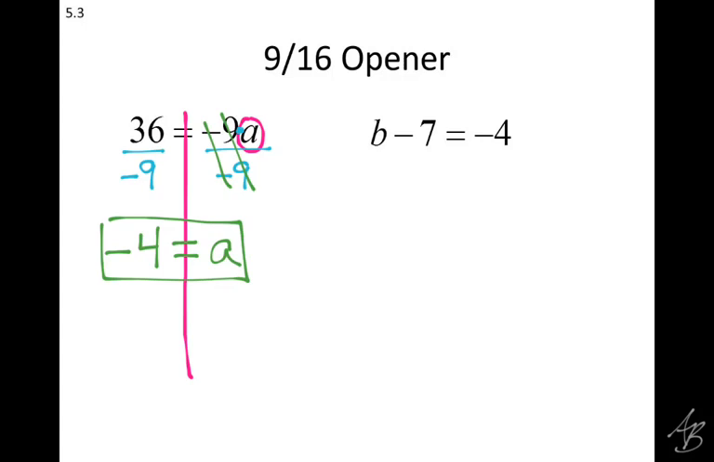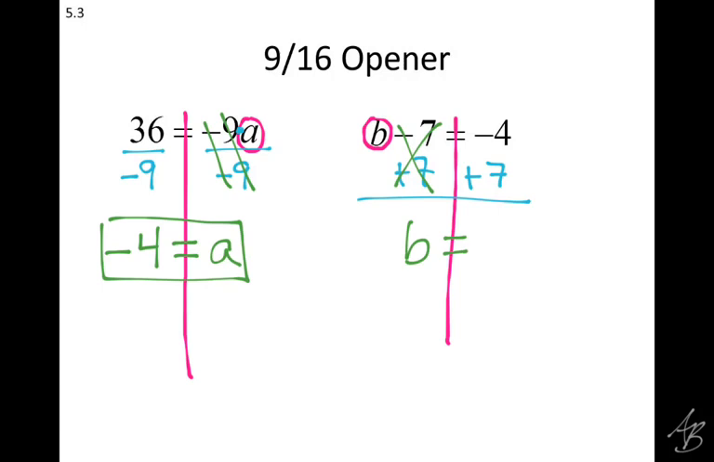How about that second one? We want to get that b by itself. So what do we need to do? So we need to add 7 here to get rid of the -7. We'll do that on both sides. So on the left side, the -7 and +7 cancel, and that leaves just the b, right? On the right side, we have a negative and a positive.